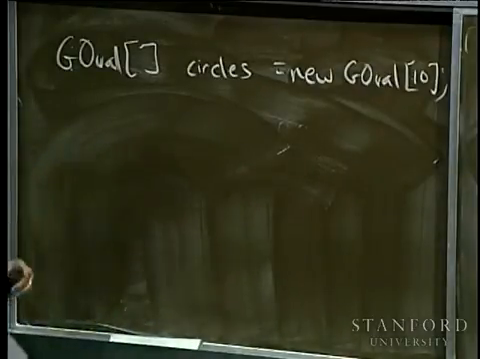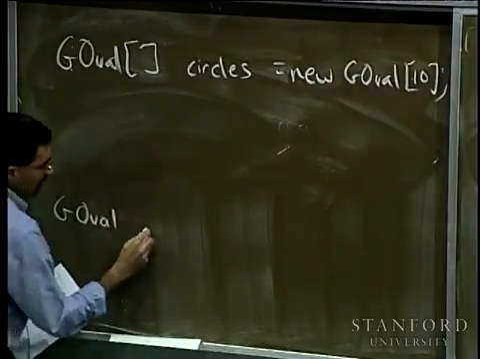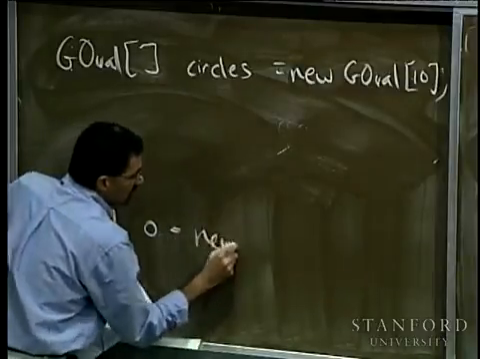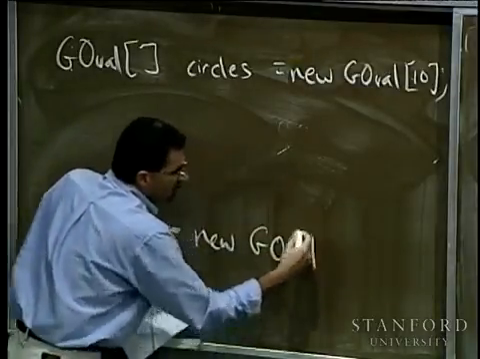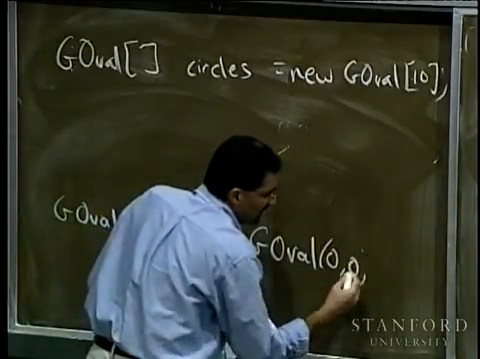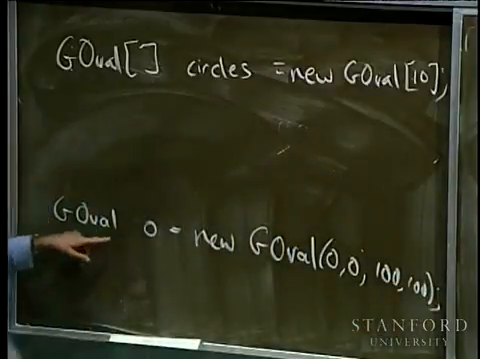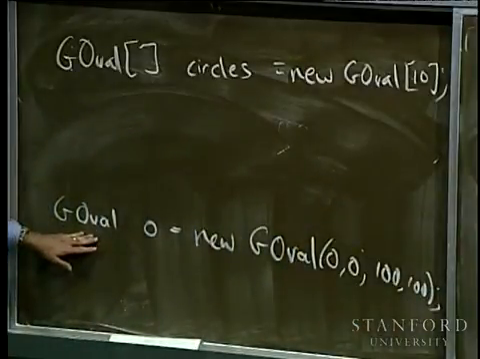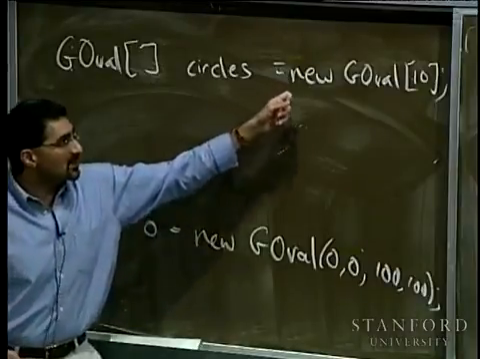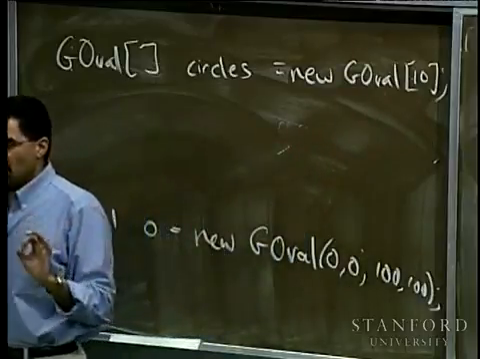If I wanted to create one new oval, I would say something like, I'll put it down here, GOval, and I'll just call this O for oval, equals new GOval, and then I would give it the parameters for the constructor, like some original XY location and some size, maybe 100, 100. What this is doing is creating one object of type GOval and assigning it to the value O. What this is doing is creating space for 10 GOvals, none of which have been created yet.